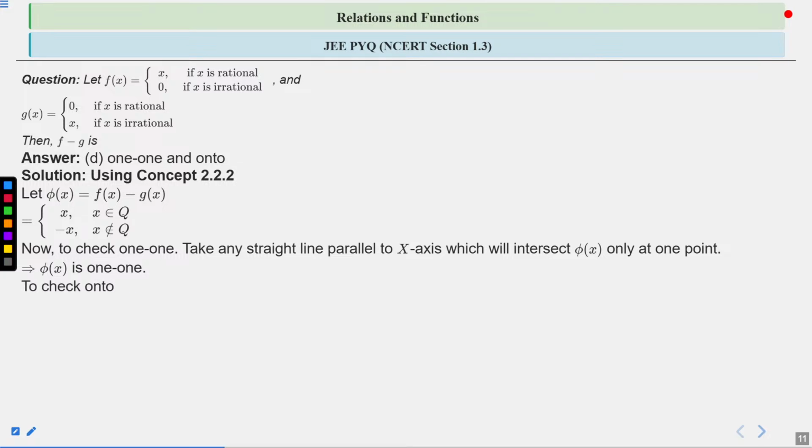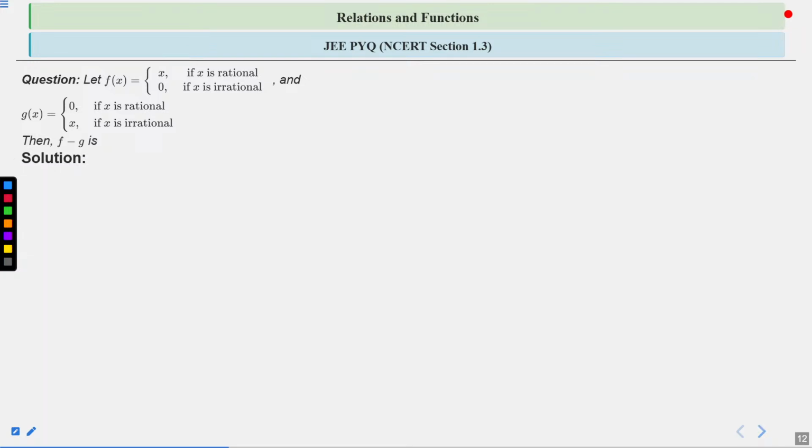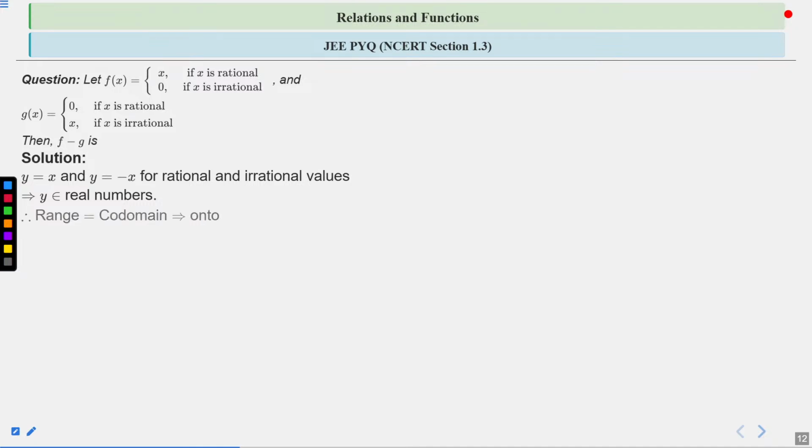Therefore we can say that phi(x) is a one-one function. Clear? Now to check onto, what can we do? phi(x) is basically x when x belongs to the rational numbers and minus x when x belongs to the irrational numbers, right? So y equal to x and y equal to minus x for rational and irrational values, right? And this implies y belongs to the real numbers.